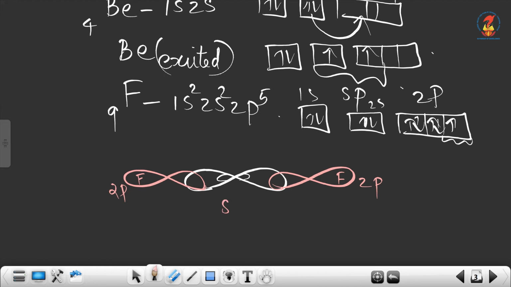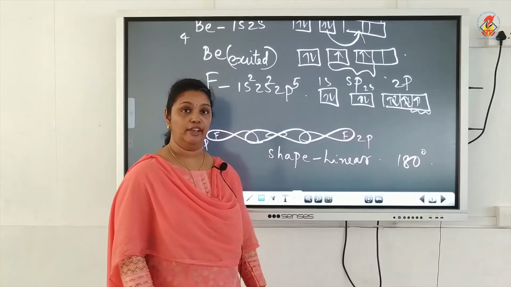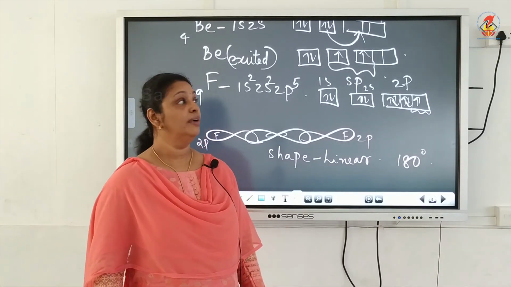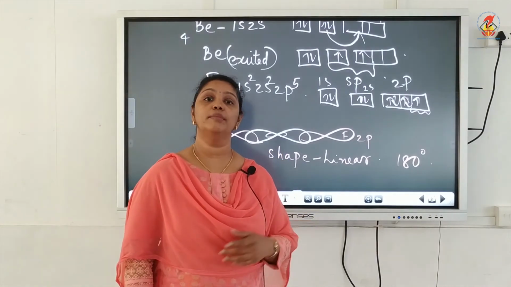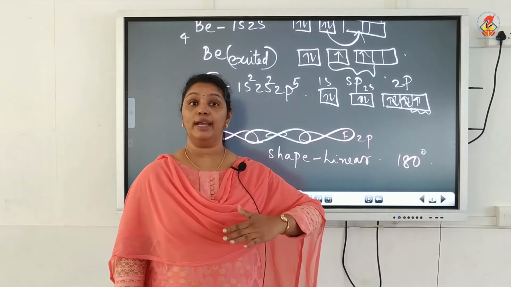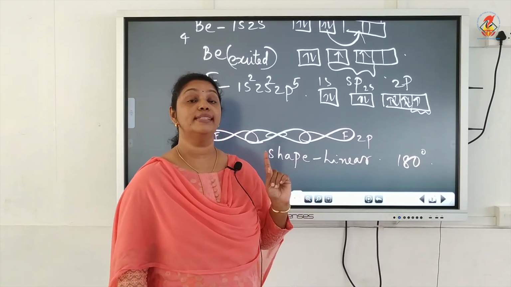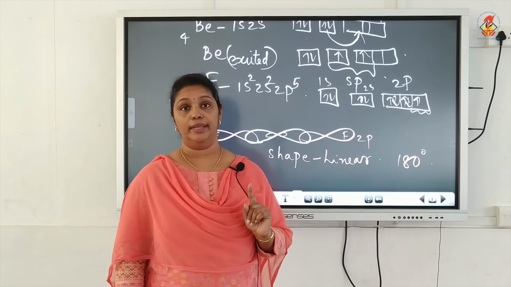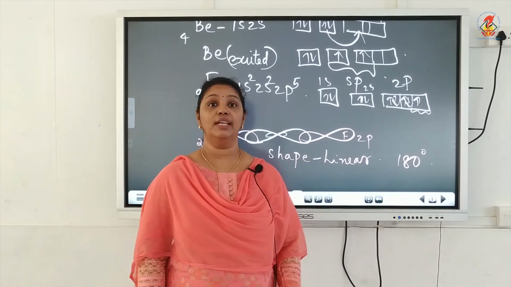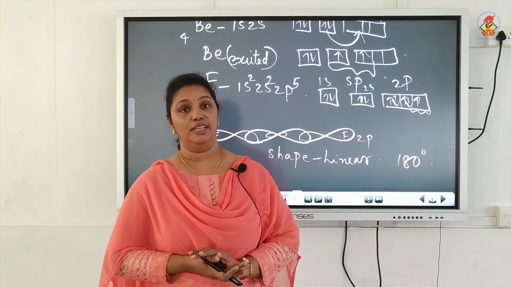Okay, and what is the shape? Shape is linear with bond angle 180 degrees. So this is the hybridization in BeF2. Same way we can explain it for BeCl2, beryllium chloride. But in beryllium chloride, the half-filled orbital of the chlorine atom is not 2p, it is the 3p orbital. Okay, so with this we complete sp hybridization also.